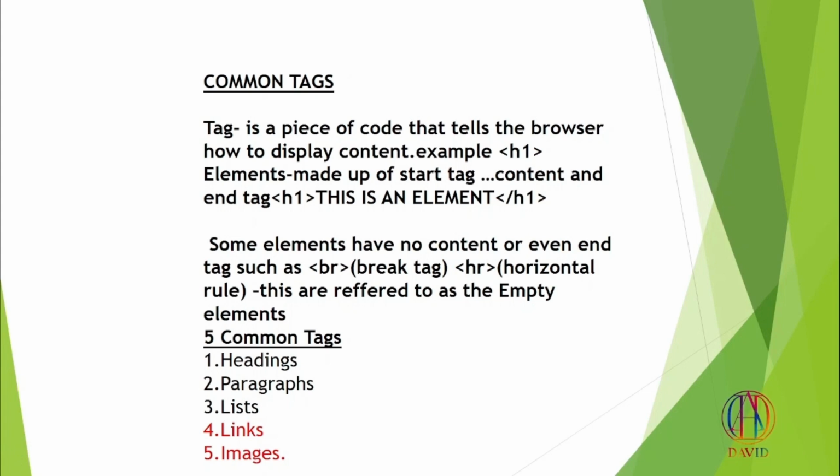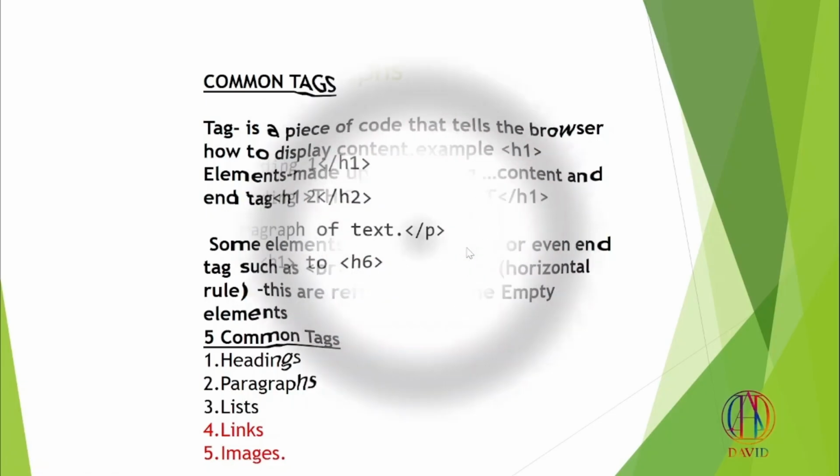We have 5 common HTML tags. These are the headings, paragraphs, lists, links, and images. But for this tutorial, I'll be taking you through the headings, paragraphs, and lists. Let's get into headings and paragraphs.